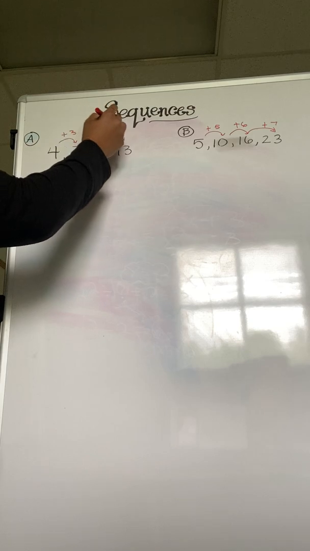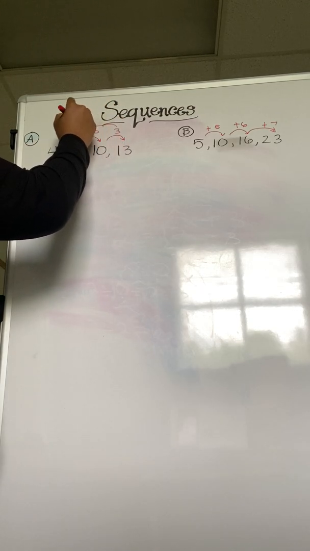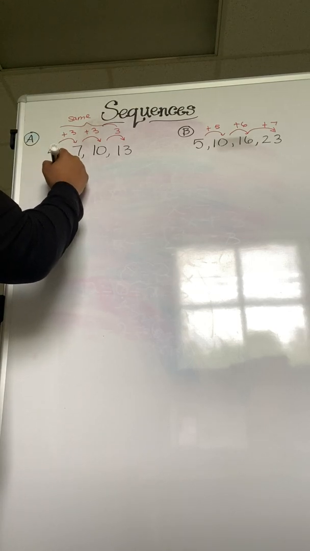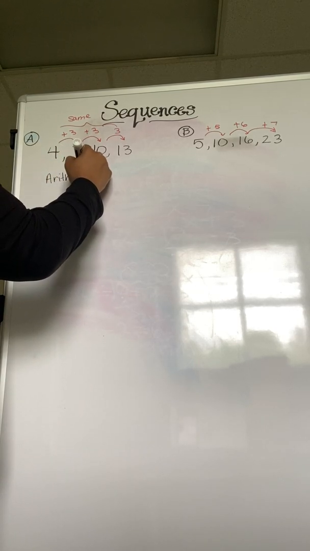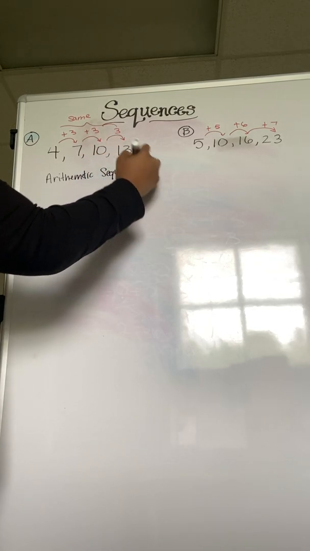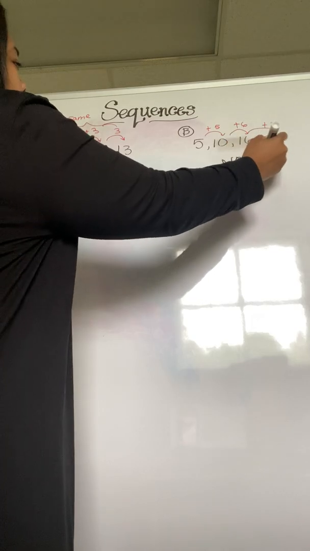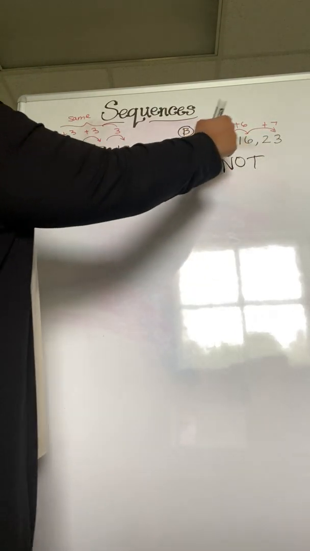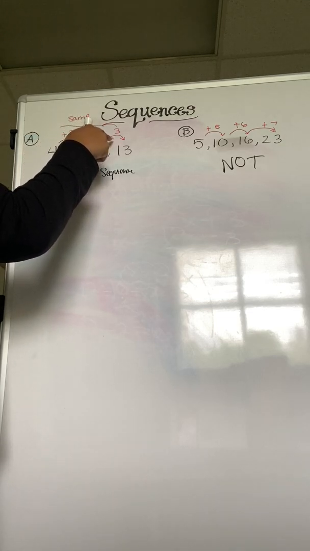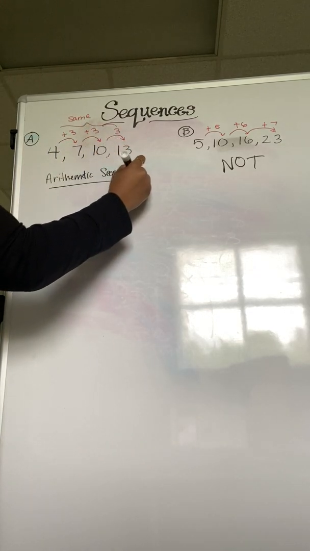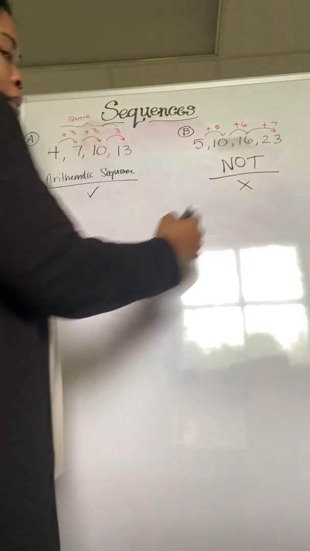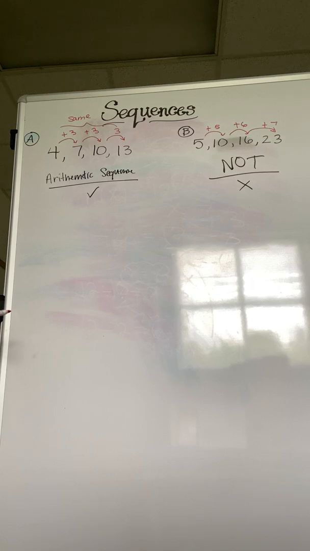Because these values here are all the same, we say that this is an arithmetic sequence. This is not, because the pattern is not the same. So if your pattern is the same to produce the next term, then it is arithmetic. If the pattern is different, then it is not.